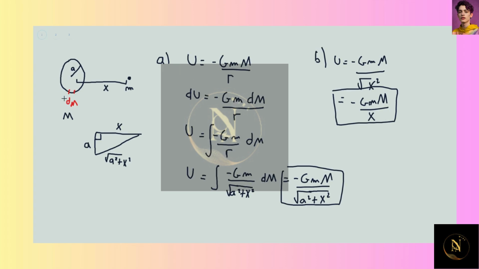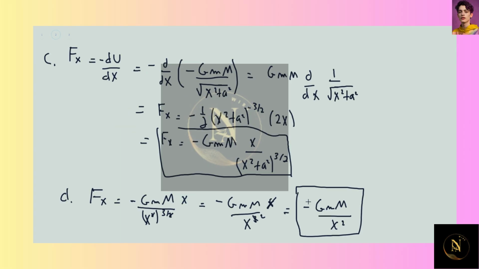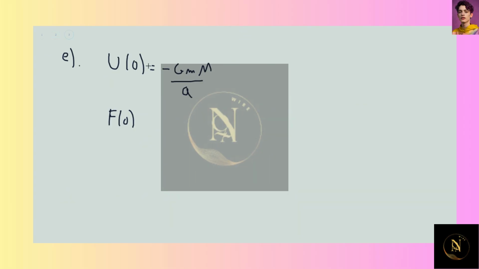Every part of the ring mass is a distance a from the little mass, so it ends up being the equivalent situation. And then for finding the force, looking at our force equation, we can see then that if x is 0, we're just going to have no force. So this x in the numerator will make the whole term 0. So F of 0 just equals 0. And that should be what we expect.